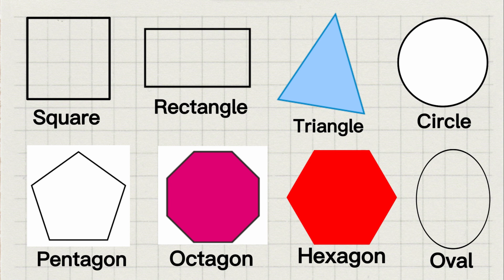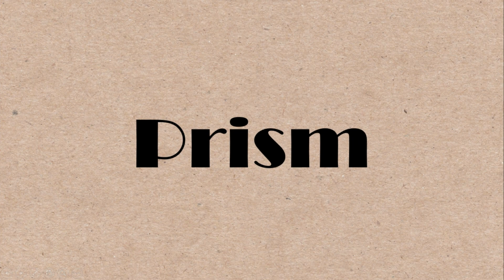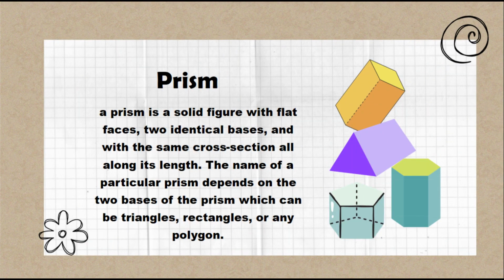Now, let's move on to defining the prism. A prism is a solid figure with flat faces, two identical bases, and the same cross-section all along its length. The name of a particular prism depends on its base, which can be triangles, rectangles, or any polygon.